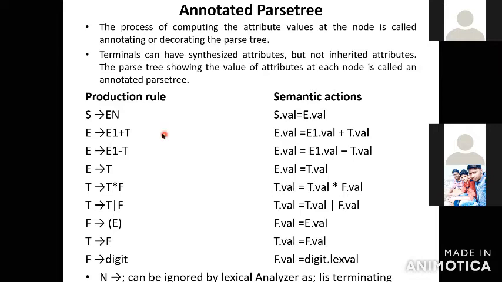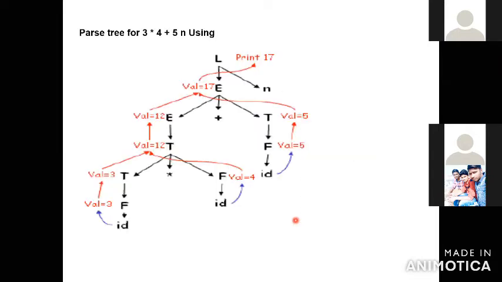So here you can check the production rule. This is for the given context free grammar. The production rule can be associated with the given semantic action. So based on the production rule, you write the given semantic actions. Okay. So how to construct the annotated parse tree? Based on the given context free grammar, the parse tree with the value of the attribute at each node is called an annotated parse tree. Here you can check the input string is 3 star 4 plus 5 n. So based on the given input string, you have to draw the annotated parse tree.